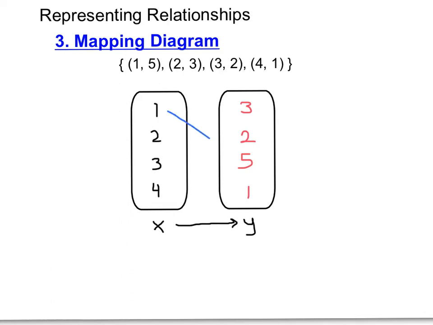So first place is related to 5, so I draw from 1 to 5. Second place gets 3 points. Third place gets 2 points. And then fourth place gets the 1 point. And so the idea is, it doesn't matter how it's arranged as long as it's arranged in such a way, but the idea from a mapping is that the only way to get 5 points is to be in first place, the only way to get 3 points is to be in second place, and all those different things. So just making sure that the arrows from the x column go to the y column in its appropriate match. And so that's a mapping diagram, which is another way that we can show a relationship.